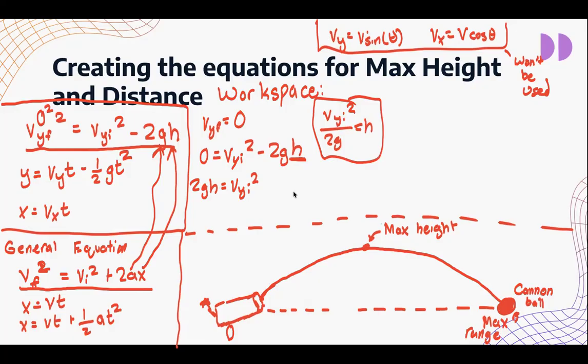Yeah, so if we solve for the initial vertical velocity at the moment the ball is shot out of the cannon, we find that value, square it, and divide it by 2 times 9.8. That'll give us the max height of the ball it's going to travel to.